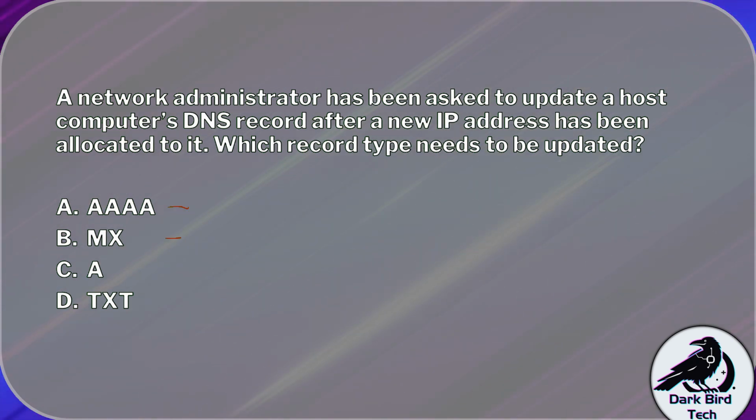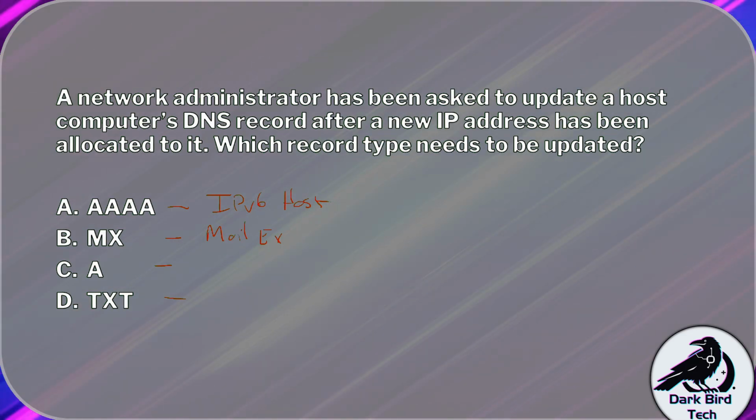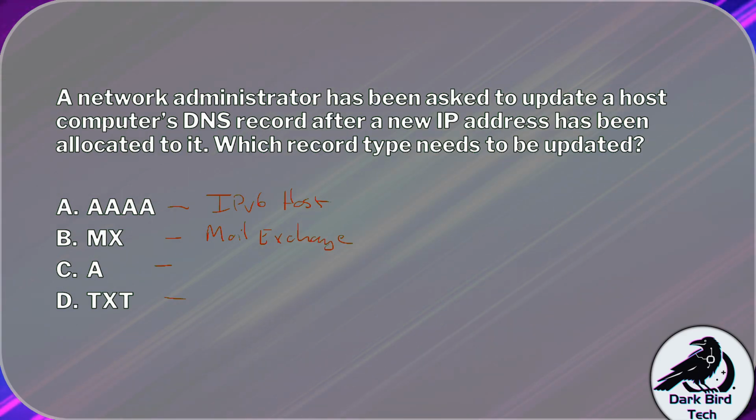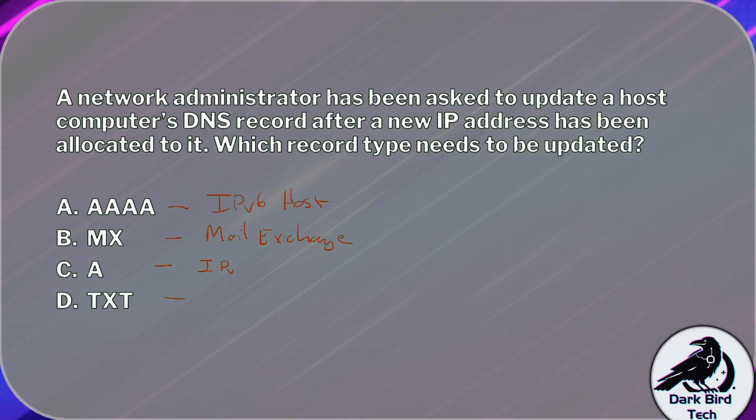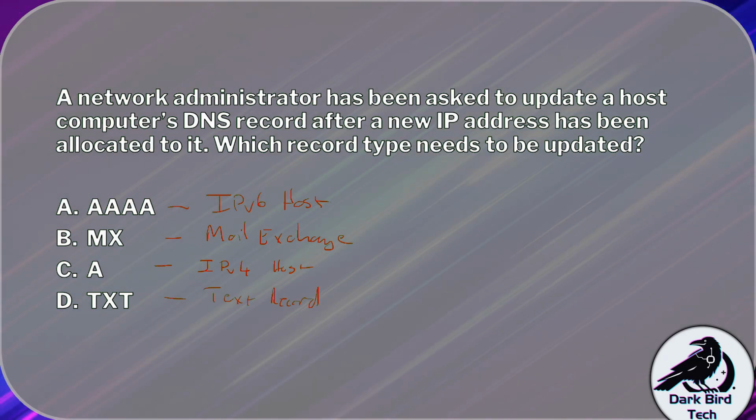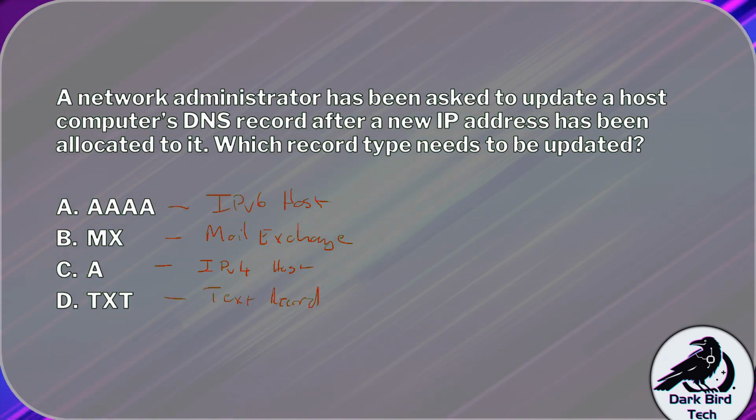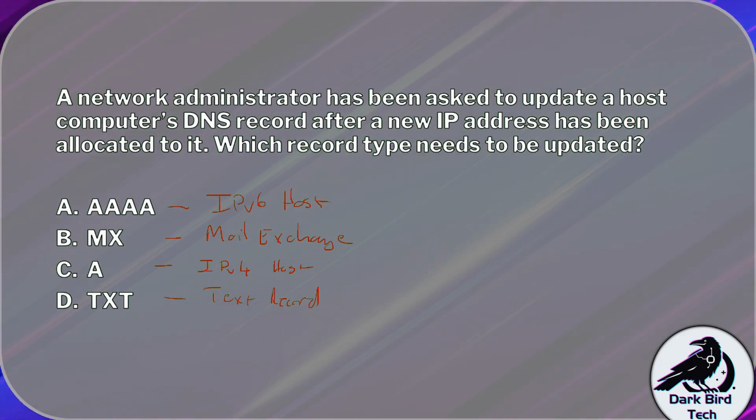So let's run through these four. We have quadruple A, which is the IPv6 host record. MX is a mail exchange record. The A record is an IPv4 host, and TXT is a text record. As mentioned in a previous question, TXT records were originally a note-taking method for DNS administrators and are now used by things like SPF, DKIM, and DMARC.